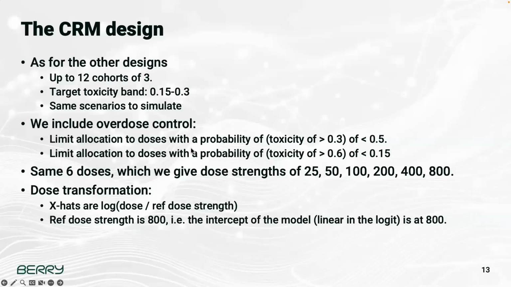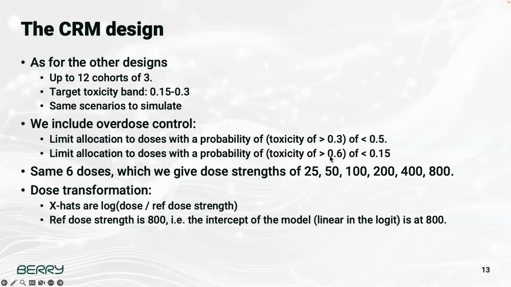The CRM has a thing called overdose control, which allows us to give it a rule that says, while a dose has a posterior probability of toxicity above some limit, then rule it out for allocation. So, for instance, we're going to say if the probability that its toxicity rate is above 0.3, above the top of the band, if that was above 50%, we're not going to allocate to it. So we'll only allocate to doses where that probability is less than 50%.